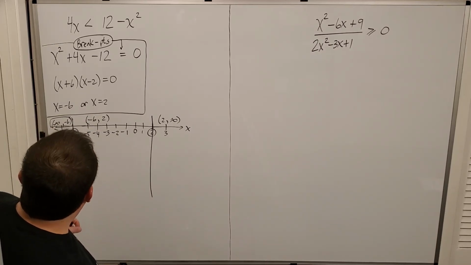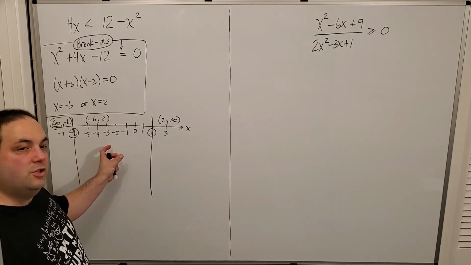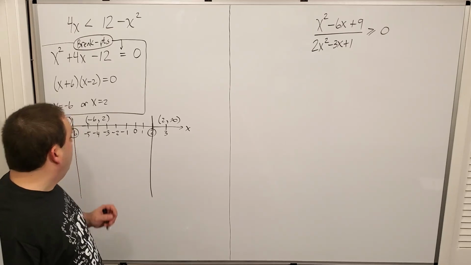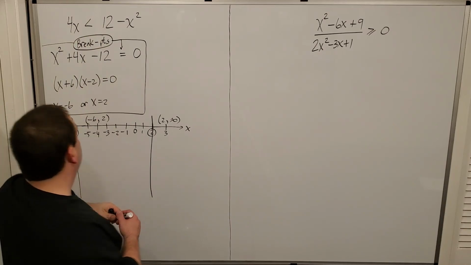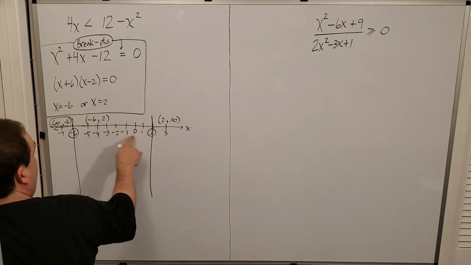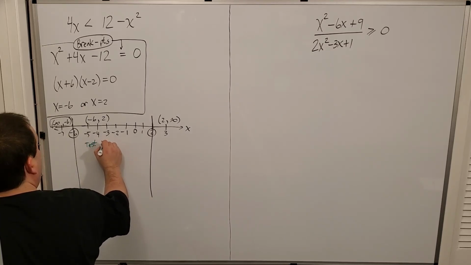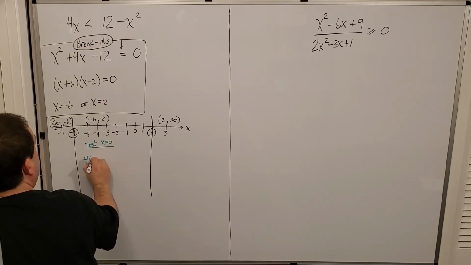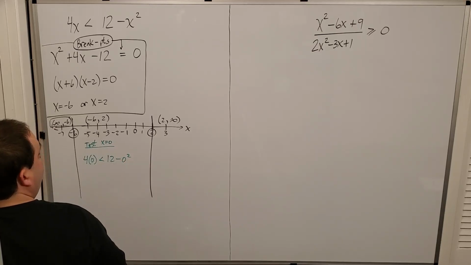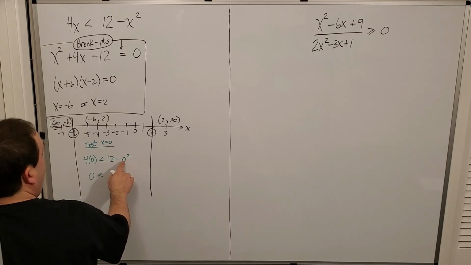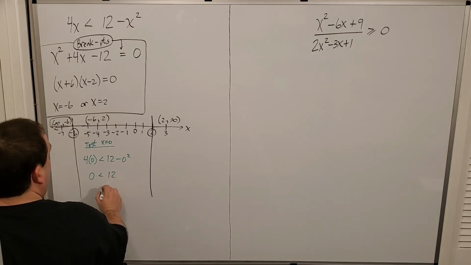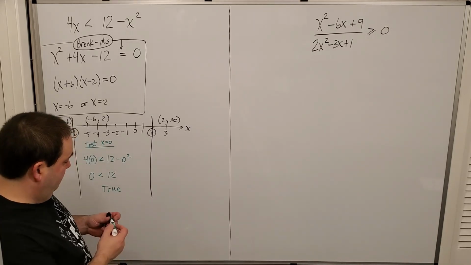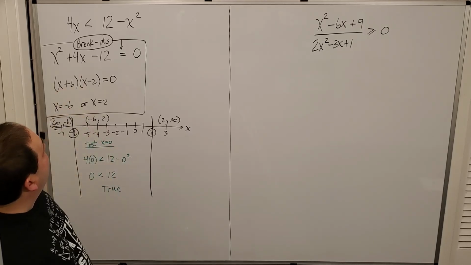Okay? Now, what do I mean by test? I mean I'm going to take a number from this section, because everything in each individual section is going to all give the same type of solution, either a yes or a no. And what I do is I just check it in the original inequality here. So for example, 0 is in this interval here. So I'm going to test x equals 0. So then right here, that means I'm saying 4 times 0 is less than 12 minus 0 squared. 4 times 0, of course, is 0, and 12 minus 0 squared is still 12. 0 is less than 12, which is completely true. Therefore, the interval from negative 6 to 2 is part of my solution set. All of the numbers in here, no matter which one you would have picked, would have given you a similar result.